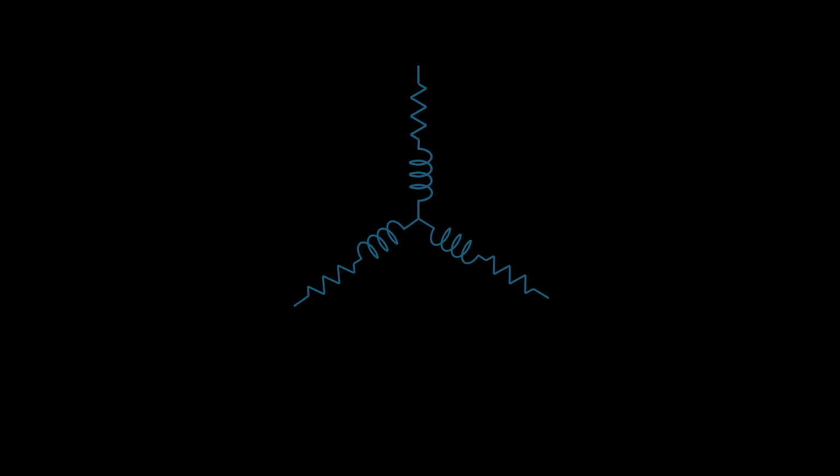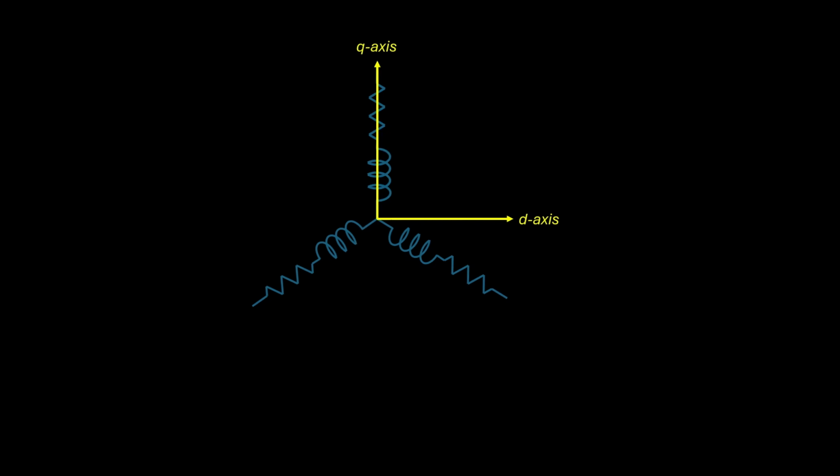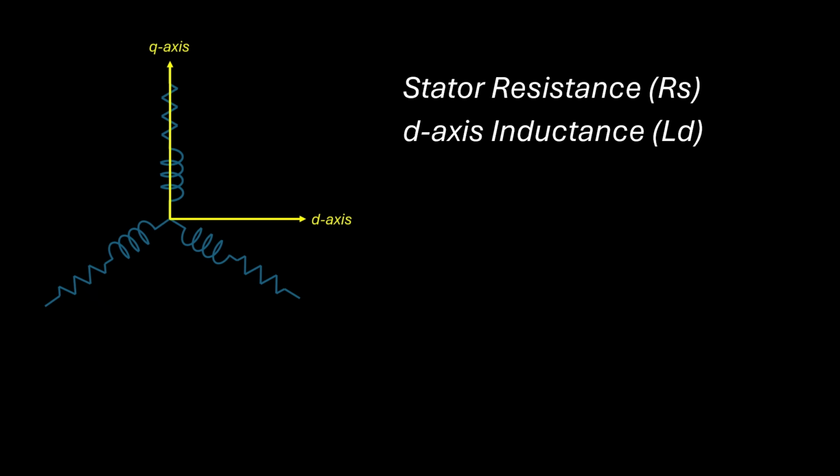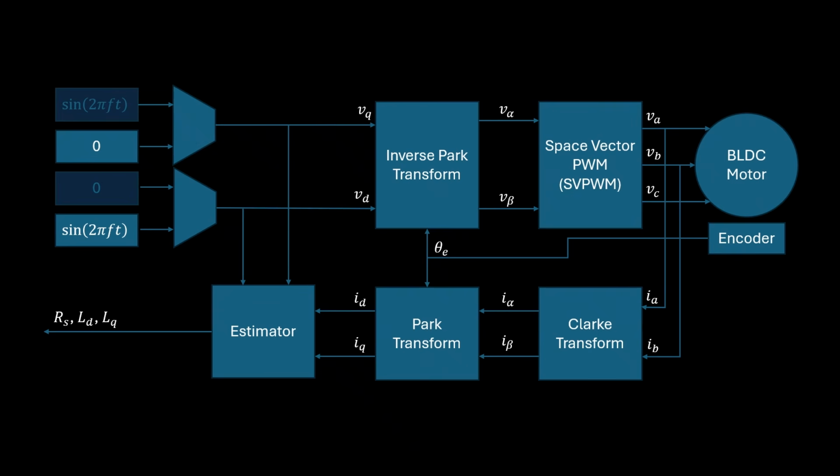This means the R and L values we want must also come from the same frame, the direct and quadrature frame. For resistance, R on both the D and Q axes is typically the same, since it represents a purely resistive property. However, for inductance, Ld often differs from Lq, meaning the parameters we're aiming to find are Rs, Ld, and Lq.